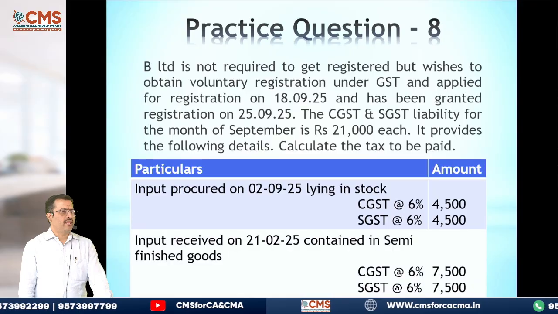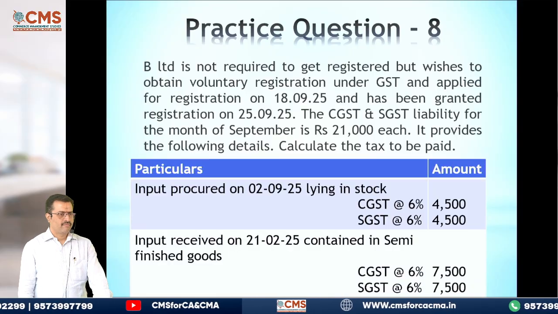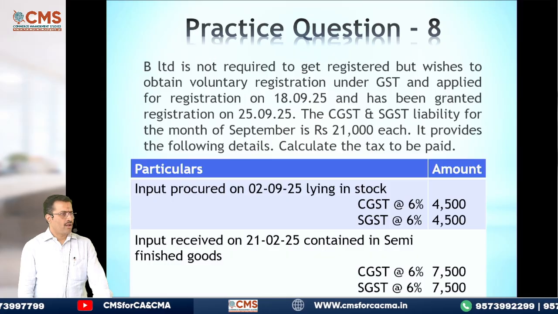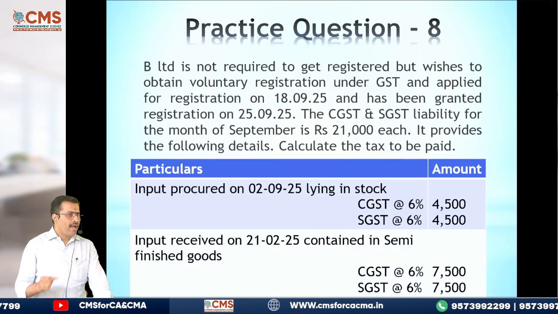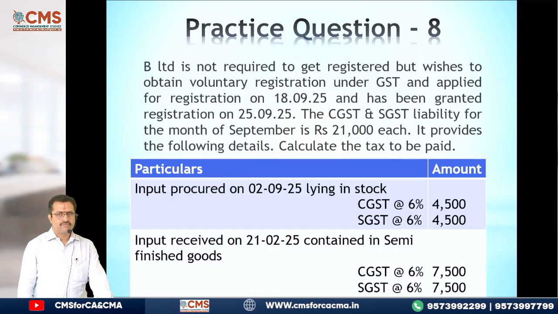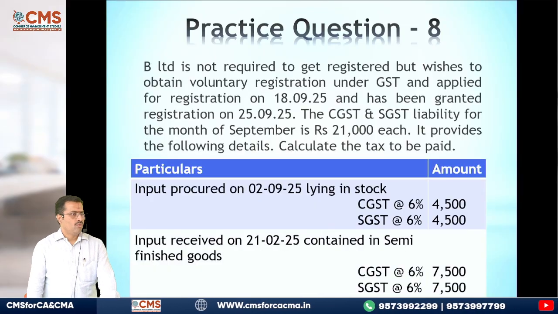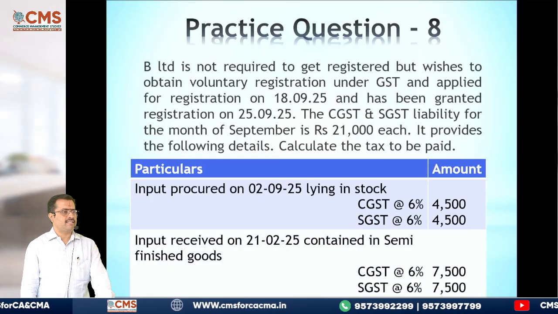Wait. Then SGST, right? Again, same value, you please write 12,000. Now, how much is the balance in CGST and SGST? 9,000 and 9,000. Now, we have somewhere IGST credit.